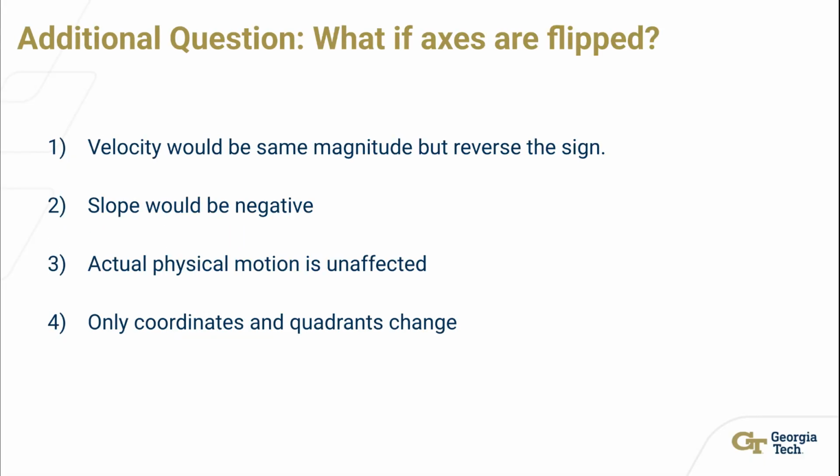Now, if we talk about what if the axes are flipped, in that case, the velocity magnitude would remain the same, but the sign is reversed. Essentially, the slope would be negative and velocity would be negative, but the actual physical motion would be unaffected. Only the coordinates and quadrants would change.